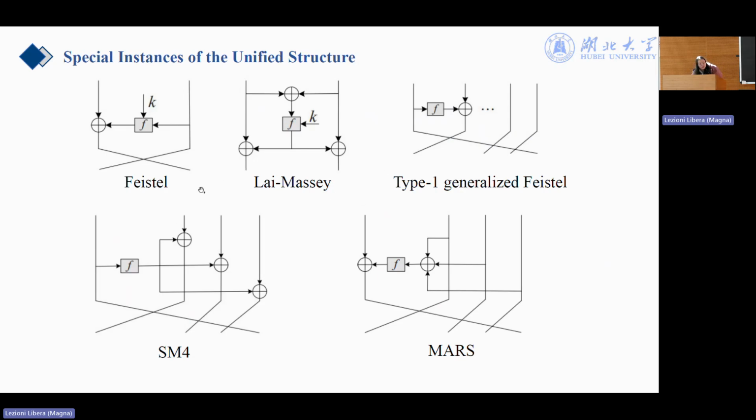And here are many special instances of the united structure, such as the Feistel structure, the Nyberg structure, and type 1 generalized Feistel structure, and SM4 and Mars structures.